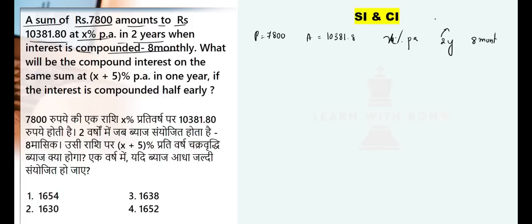See, 2 years is nothing but 24 months. So 24 by 8, the interest is compounded 3 times. If I draw a timeline here, if this is 24 months, after every 8 months the interest is compounded, 3 times. Here what is the total compound interest we got? 10,381.8 minus 7,800, 2,581.8 is the total interest we got.